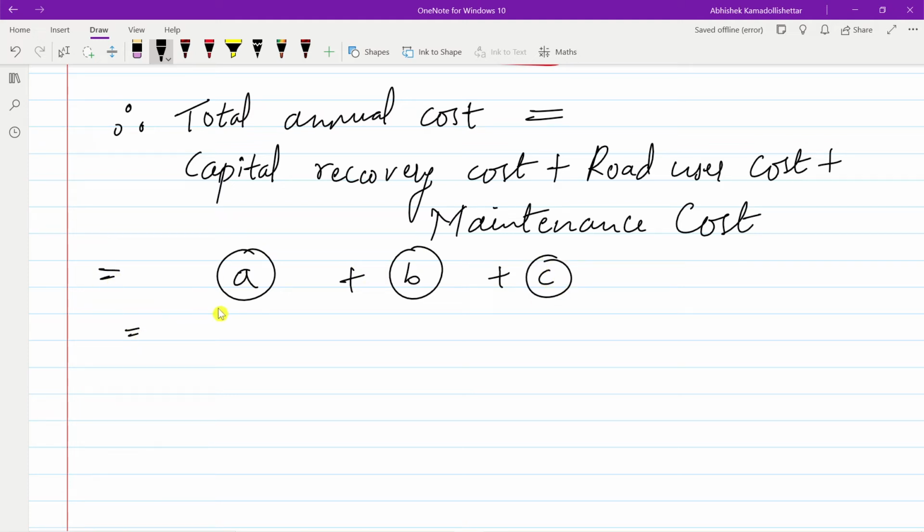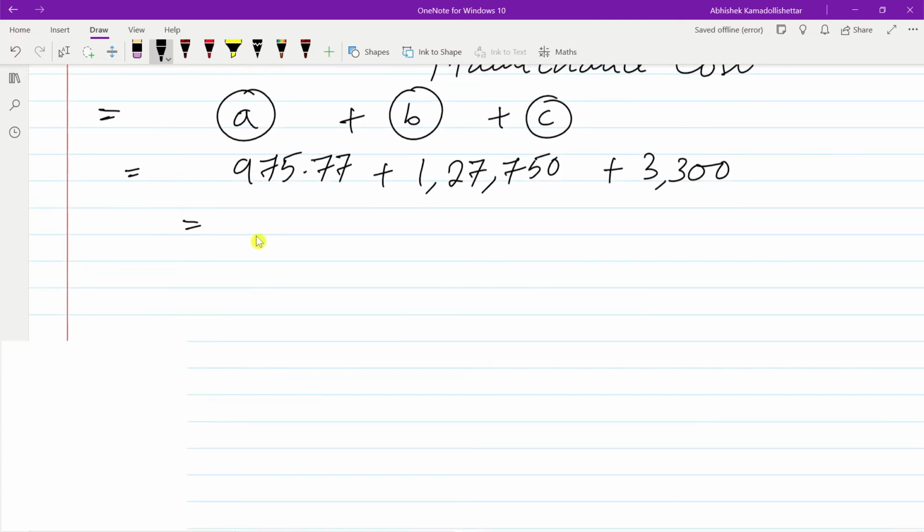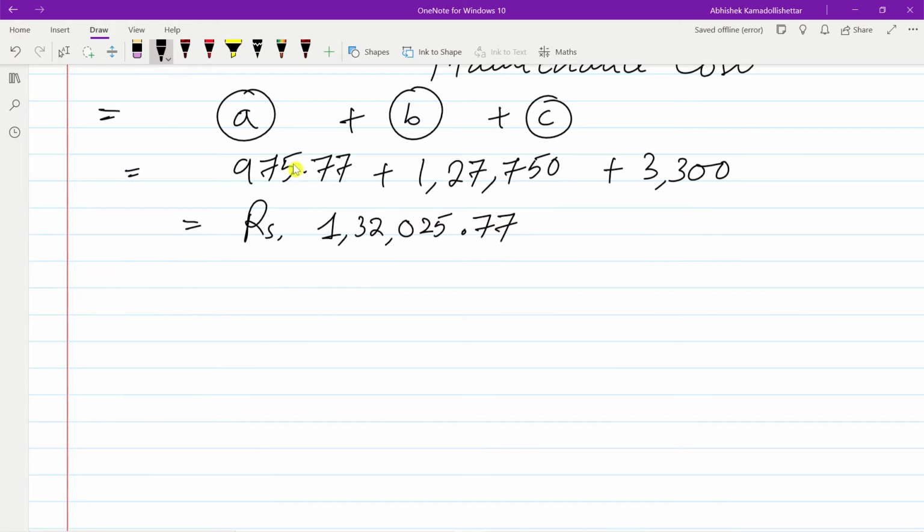So when I add all those values, 0.77 plus 1,27,750 plus 3,300, you will get rupees 1,32,025.77 as the grand total. That is the grand total only for surface A.